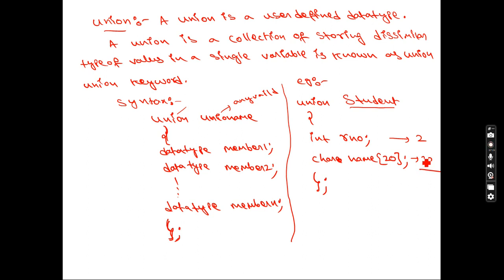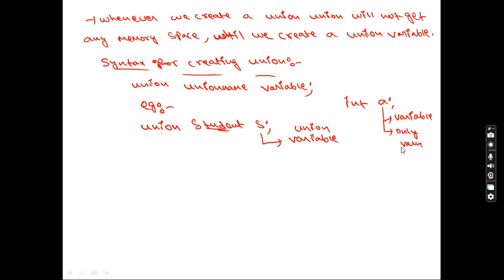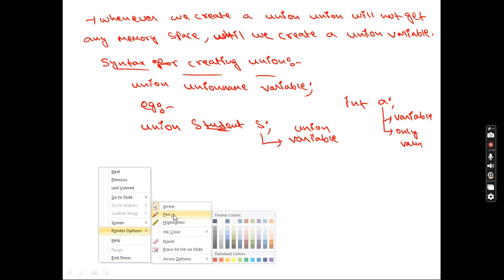But in structure, what is the difference? Sum of the sizes of its members. It means 2 plus 20, 22 bytes. But here we take whichever member has the highest size, that is the size of the union. So this is a point which we are going to write here. Now the same point I am going to repeat here. This is a very important point you need to remember.